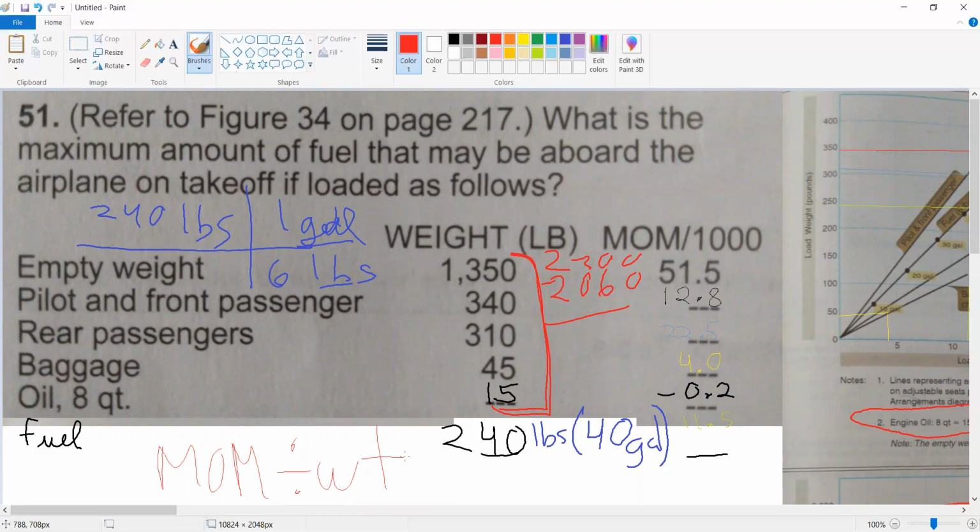So back to the question, it says, what is the maximum amount of fuel? Well, the maximum amount of fuel is 40 gallons or 240 pounds. And that's the answer for C. So that concludes, I believe, that section. Next is 5.8.